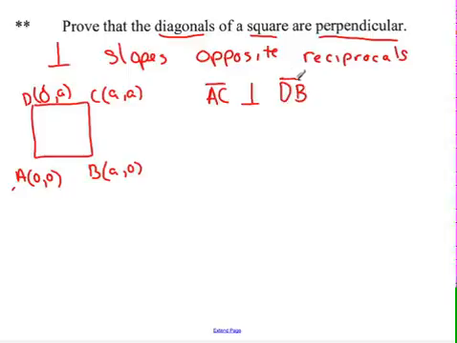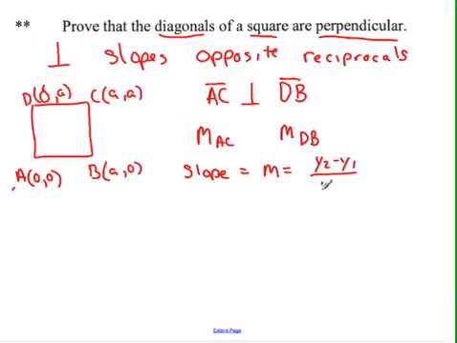In other words, I need to show that the slope of AC is going to be the opposite reciprocal of the slope of DB. So to write out a specific formula, remember that slope, or M, is going to be equal to y2 minus y1 over x2 minus x1.